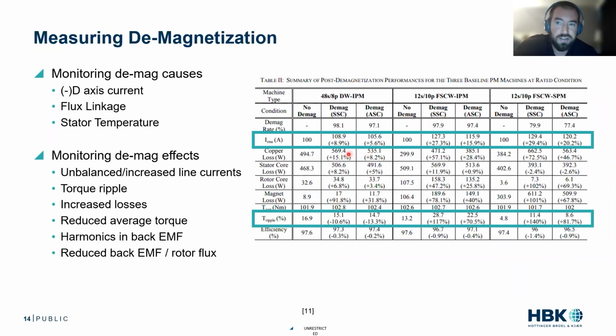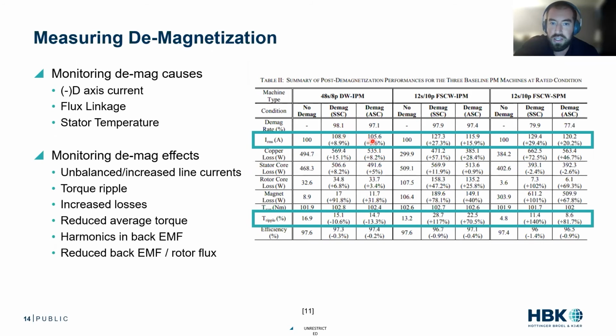We can look at copper losses, that's harder to measure. Stator core losses, even harder to measure. Magnet loss, extremely hard to measure. These are from modeling. But we look at torque ripple. Torque ripple is a pretty easy thing to measure when you're talking 10 to 13%. That's a big change in torque ripple. These are things we can easily monitor.